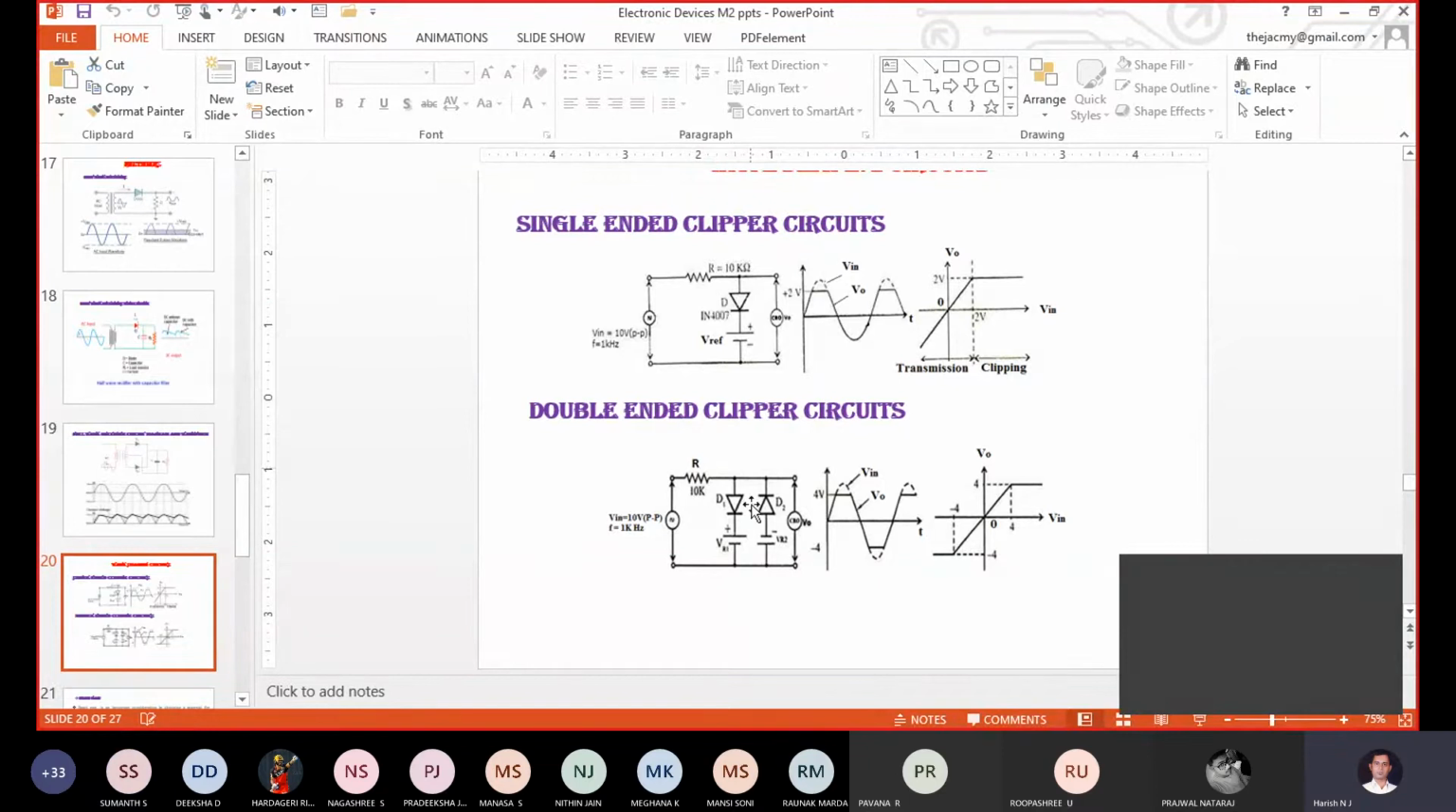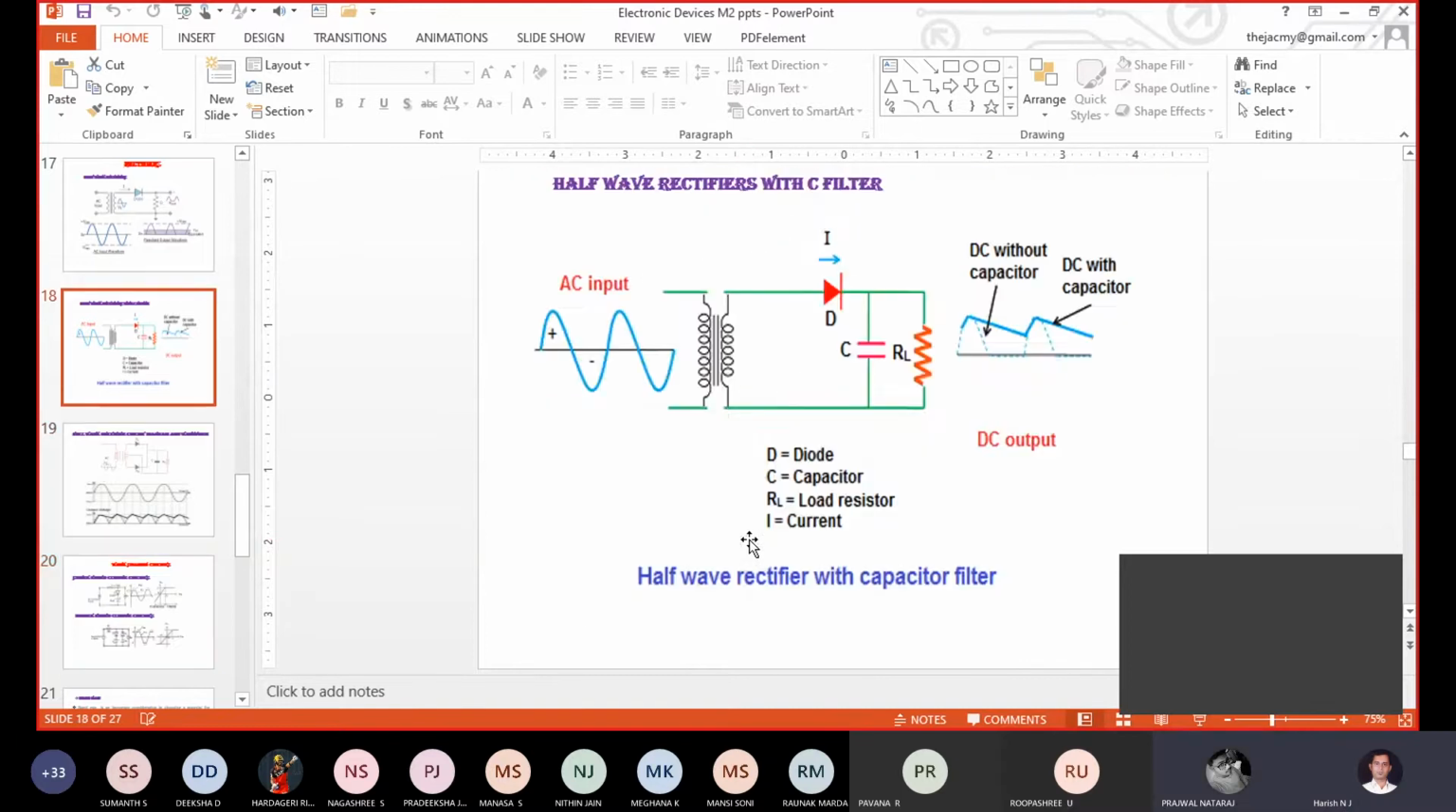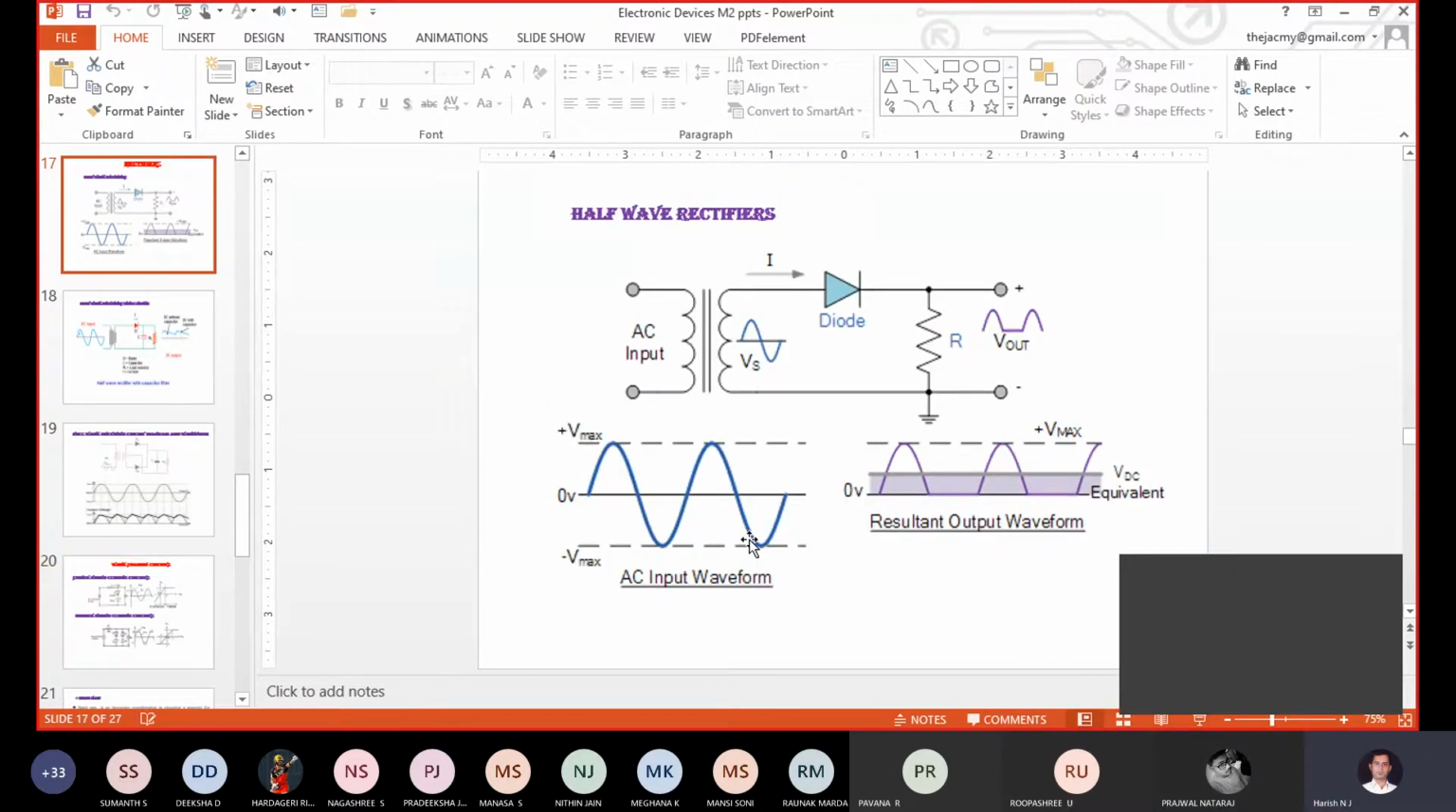Just check it out very properly. Sir, series. Series or shunt? Okay, so this is one type. Now does this circuit belong to series or parallel?